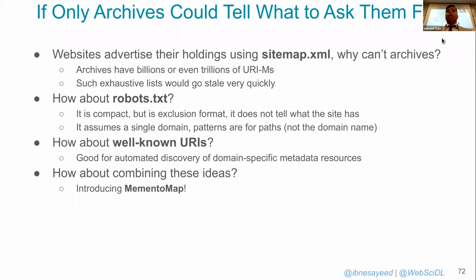Robots.txt, on the other hand, has a compact syntax, but that's for exclusion, and it assumes a single domain, not multiple domains. That's quite the opposite of how archives work. Well-known URIs are a good way for discovery of domain-specific metadata. So if we combine these three ideas, what we essentially get is MementoMap, and that's the framework we are introducing.